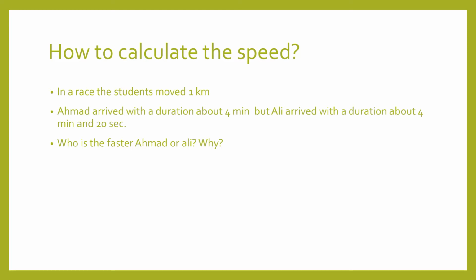But why is Ahmad the winner? Because he arrived with less time. So he arrived before Ali. So the factor time is very important to the speed. That's what I conclude from this example. So the time is a very important factor in speed, or the duration. So who is the fastest, Ahmad or Ali? For sure it is Ahmad, because he arrived before Ali.